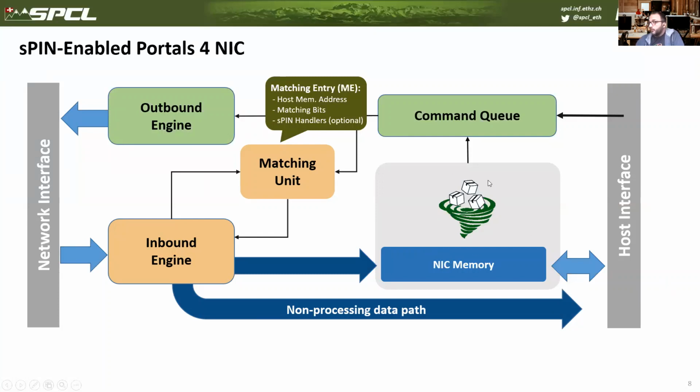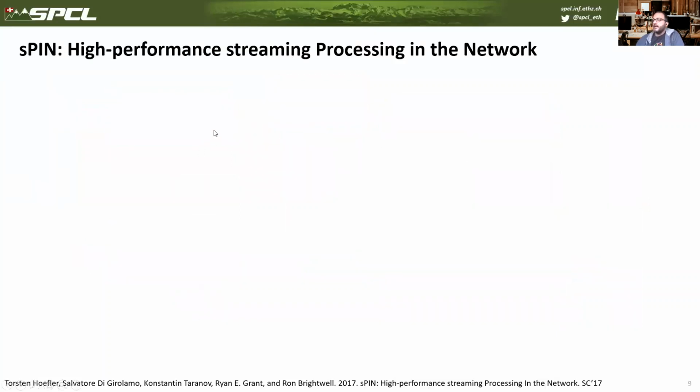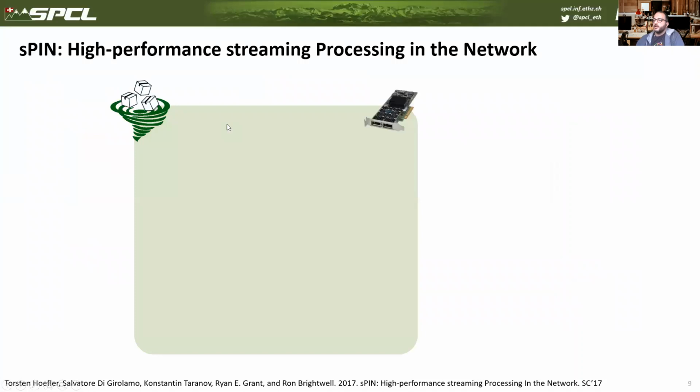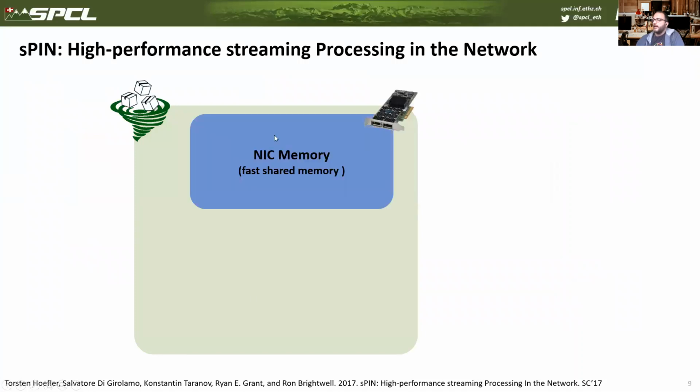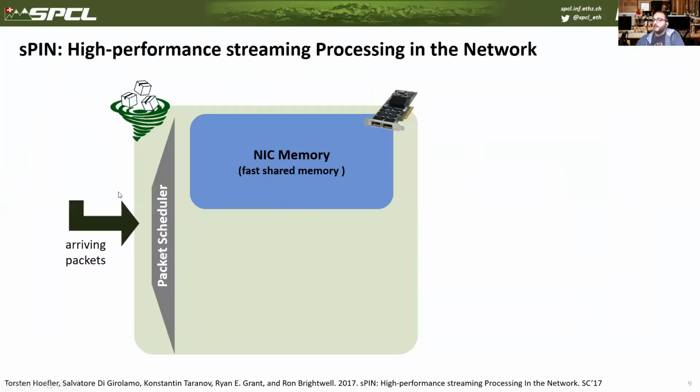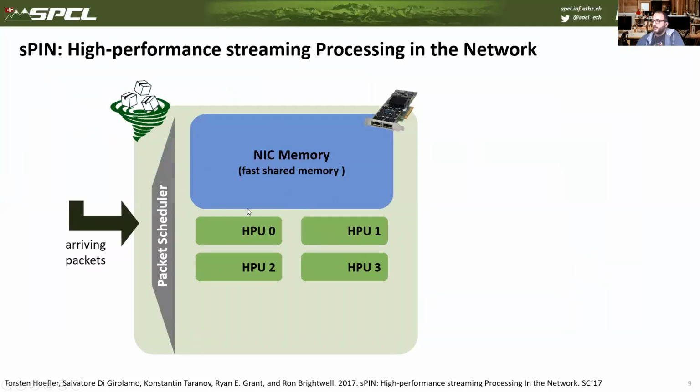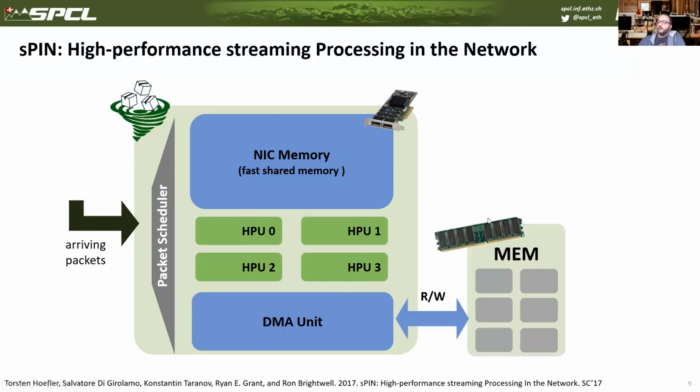Now, how does it work inside, and what does this unit do? To describe sPIN, we use an abstract machine model where we have our NIC, and inside the NIC we have a fast shared memory, the NIC memory, a packet scheduler that we will see in action in a second, and a set of HPUs, or handler processing units. These are just cores, you can think of them as ARM or RISC-V cores. Then we have a DMA unit that allows sPIN to communicate with the host memory, to move data to and from it.